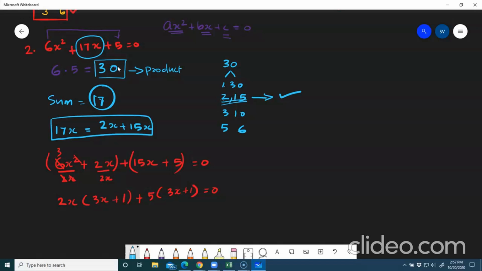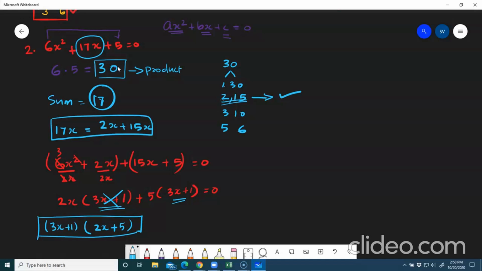Okay. In the next step, you can see that 3x plus 1 is here, 3x plus 1 is here also. So take it out. That means dividing. So this will be 3x plus 1 into, this is actually left. The remaining is 2x plus, this is also left, and remaining is 5. So these are the factors of 6x squared plus 17x plus 5 equal to 0.